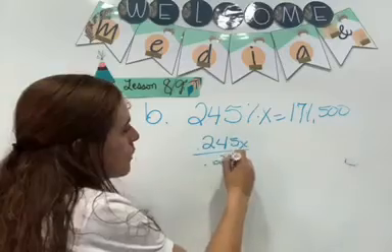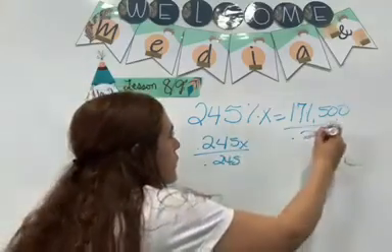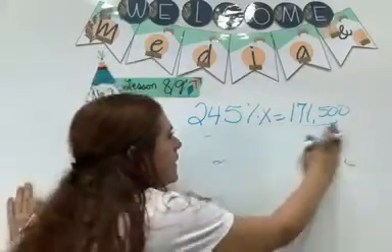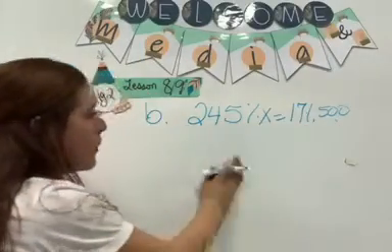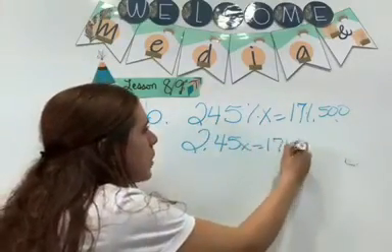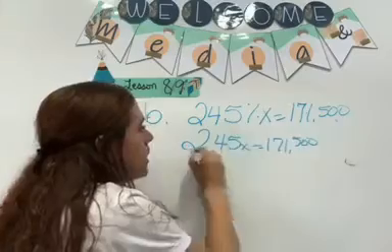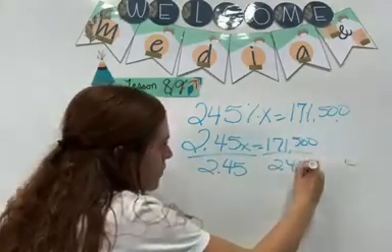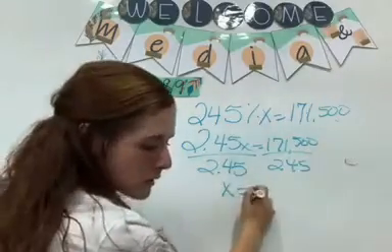So that's going to be 2.45x, right? Let's do this right, breathe. Okay, 2.45x equals 171,500. Divide by 2.45, divide by 2.45. So x equals 70,000.